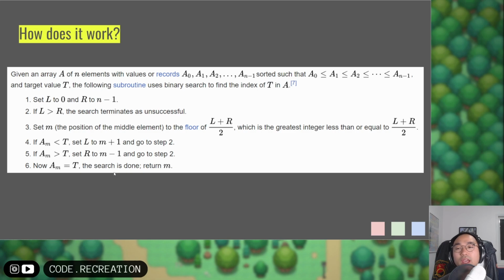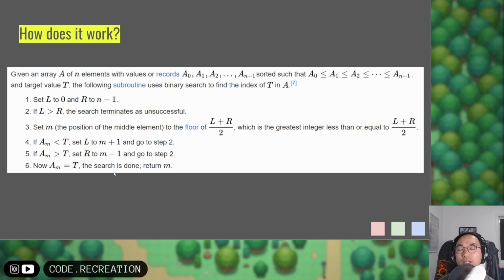Given an array A of n elements with values A0 all the way to A n minus 1, such that every value in our array is sorted, so A0 will be less than or equal to the next value in the array. And we have a target value T that we're looking for, and we continuously look for T unless we can't find it. To do so, we're going to set two variables, L to 0 and R to n minus 1. And this all terminates if L is greater than R.